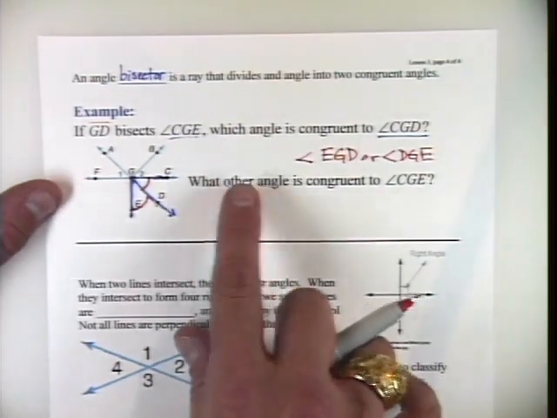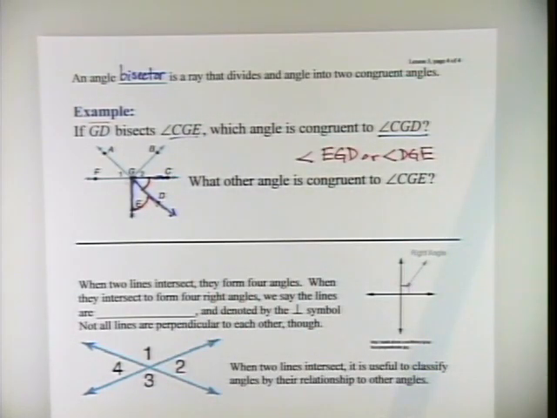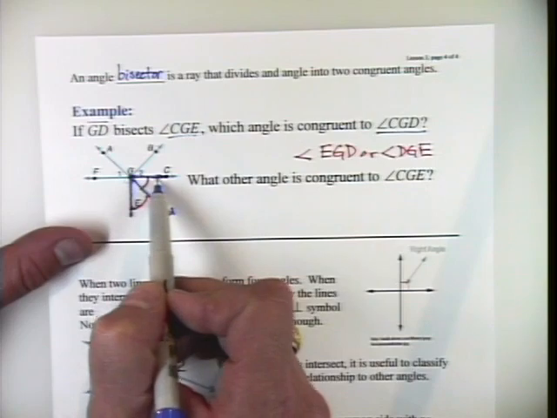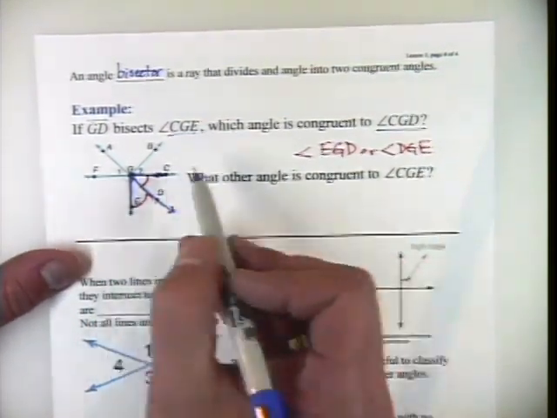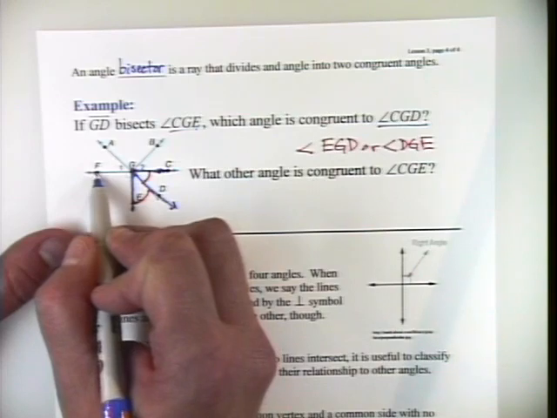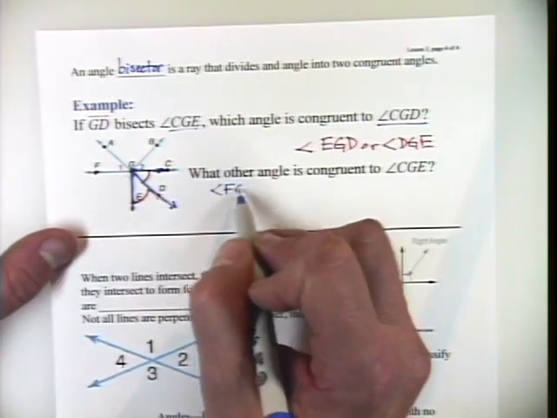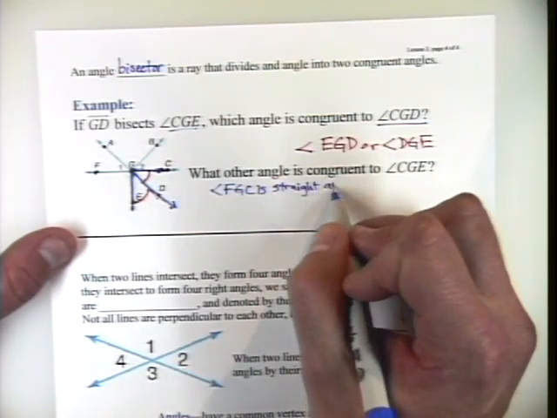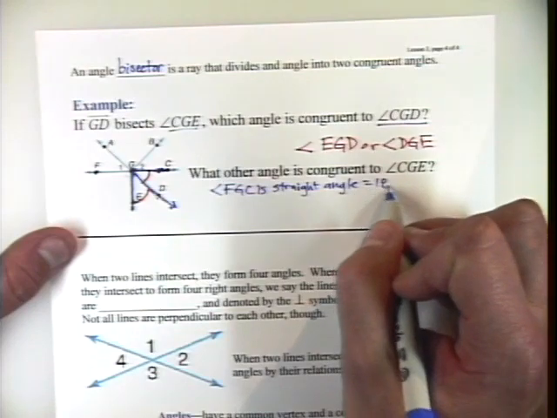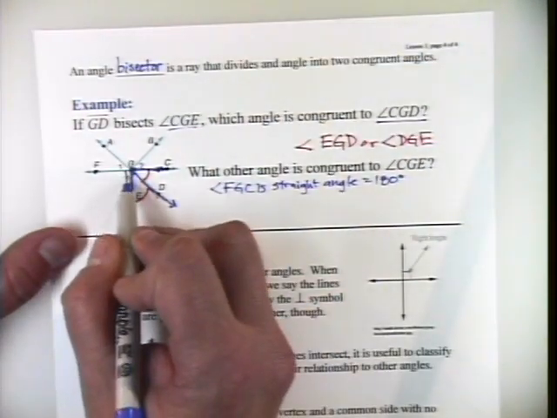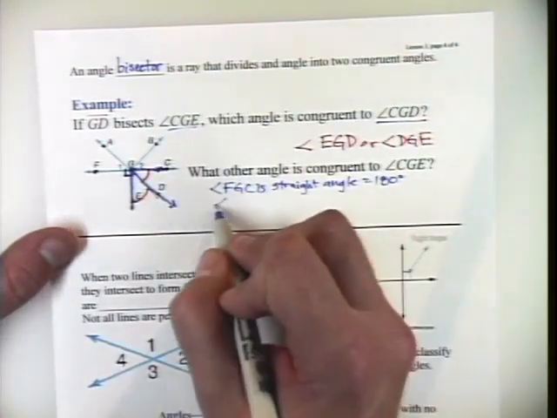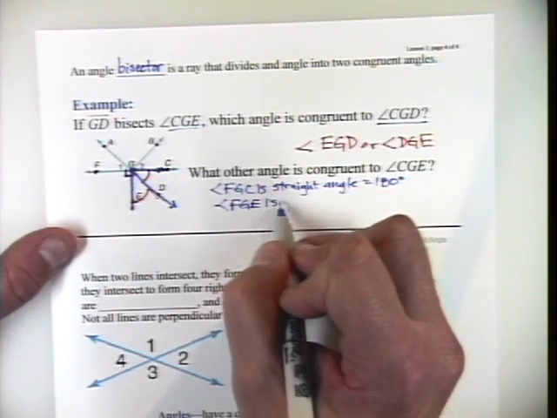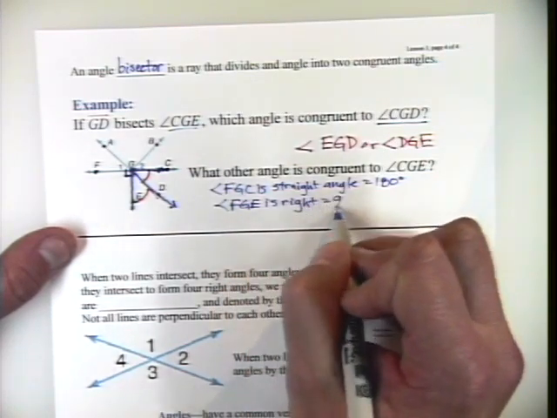Okay? Now another question. What other angle is congruent to angle CGE? Well, let's look. CGE is our original angle right here. How are we going to answer that? Well, looking at the diagram, we can see that FGC, angle FGC, is a straight angle, which means it equals 180 degrees. Now notice this little symbol here. It's kind of hard to see, but that means that angle FGE right here is a right angle, and a right angle always measures 90 degrees.